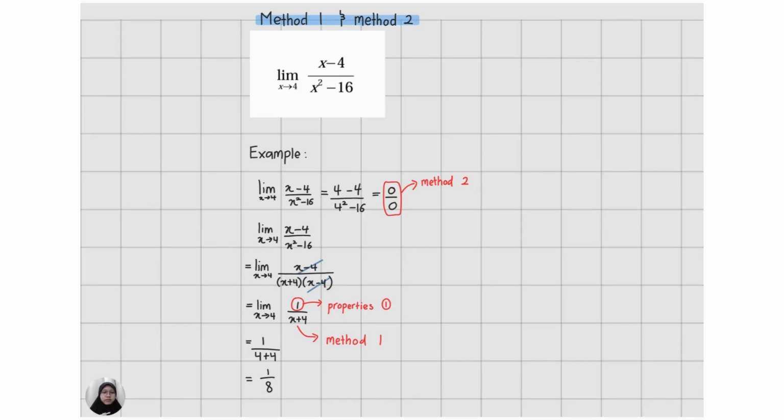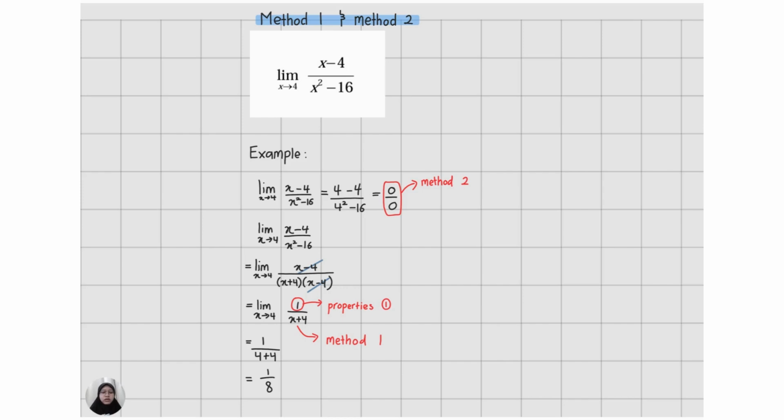Method 1 and method 2. Let's look at this example. We have limit x approaches 4, (x minus 4) over (x squared minus 16). When we directly substitute the x value, we get 0 over 0. So we have to use method number 2, which is factorization. When we do factorization, we can cancel out the factor that makes the limit 0 over 0, which is x minus 4. Then we will get limit x approaches 4, 1 over (x plus 4).